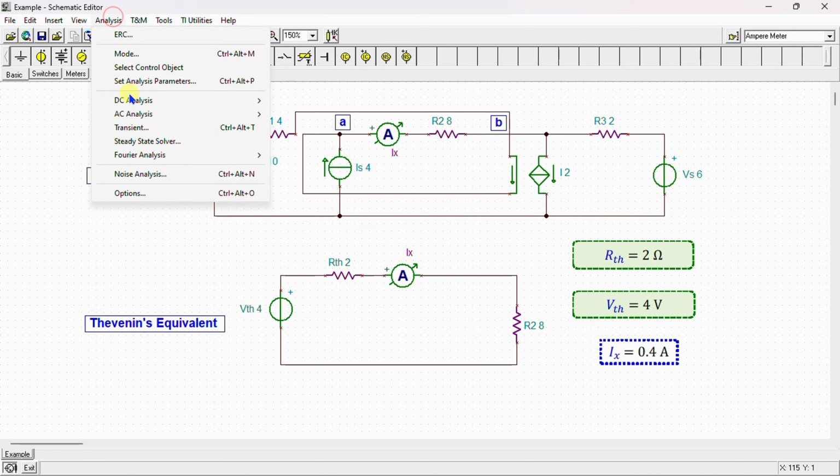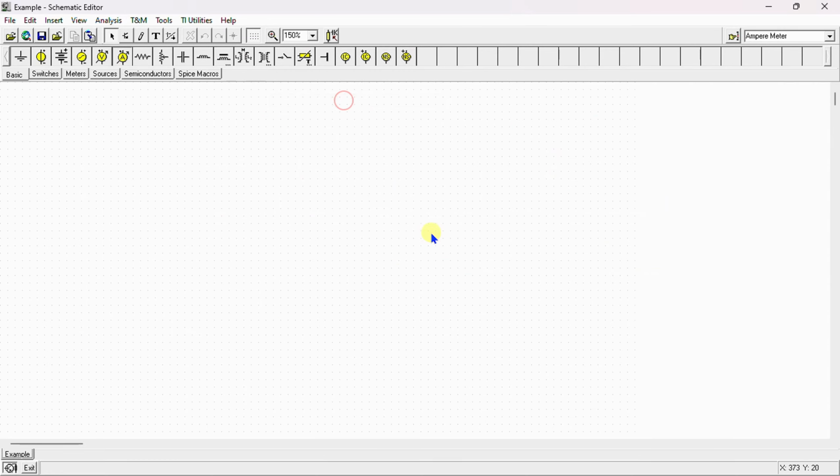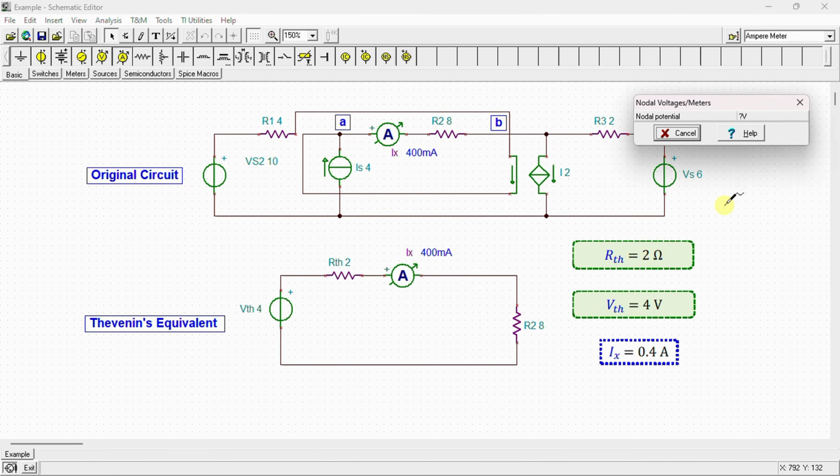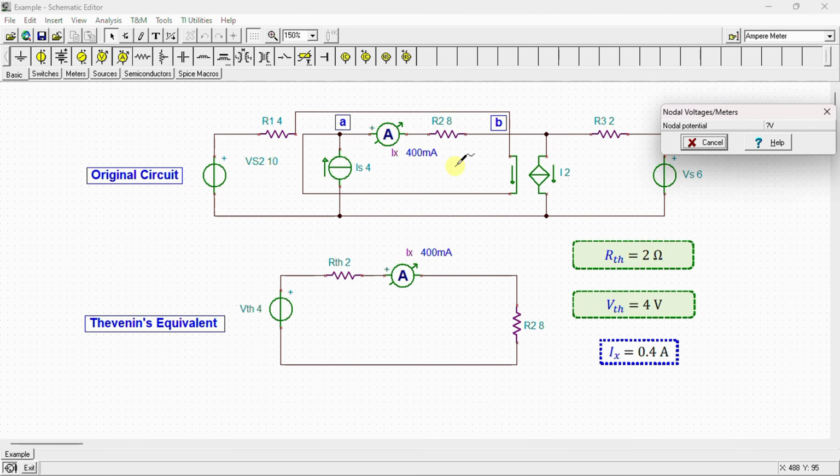Let's move on to analysis, DC analysis, calculate nodal voltages. We can see here that the current IX is equal to 400 milliamps, and here the current IX is also equal to 400 milliamps. From the simulation, it becomes clear that the current IX is the same when using both the original circuit and the Thevenin's equivalent. This similarity validates the correctness of our calculation.